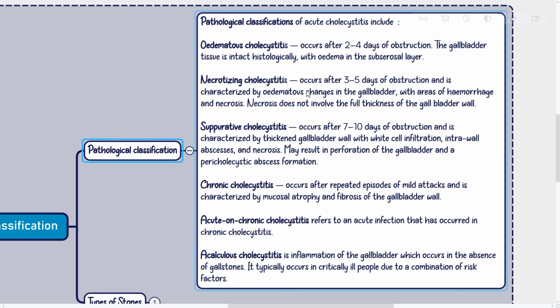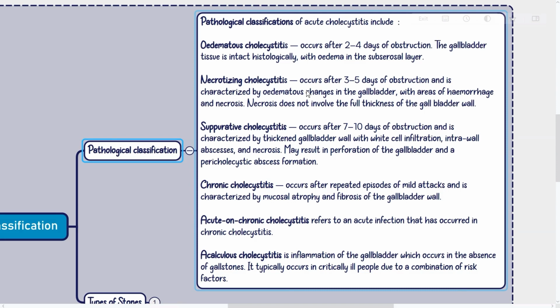Suppurative cholecystitis occurs after 7-10 days of obstruction and is characterized by thickened gallbladder wall with white cell infiltration, intrawall abscesses, and necrosis. May result in perforation of the gallbladder and a pericholecystic abscess formation. Chronic cholecystitis occurs after repeated episodes of mild attacks and is characterized by mucosal atrophy and fibrosis of the gallbladder wall. Acute on chronic cholecystitis refers to an acute infection that has occurred in chronic cholecystitis.